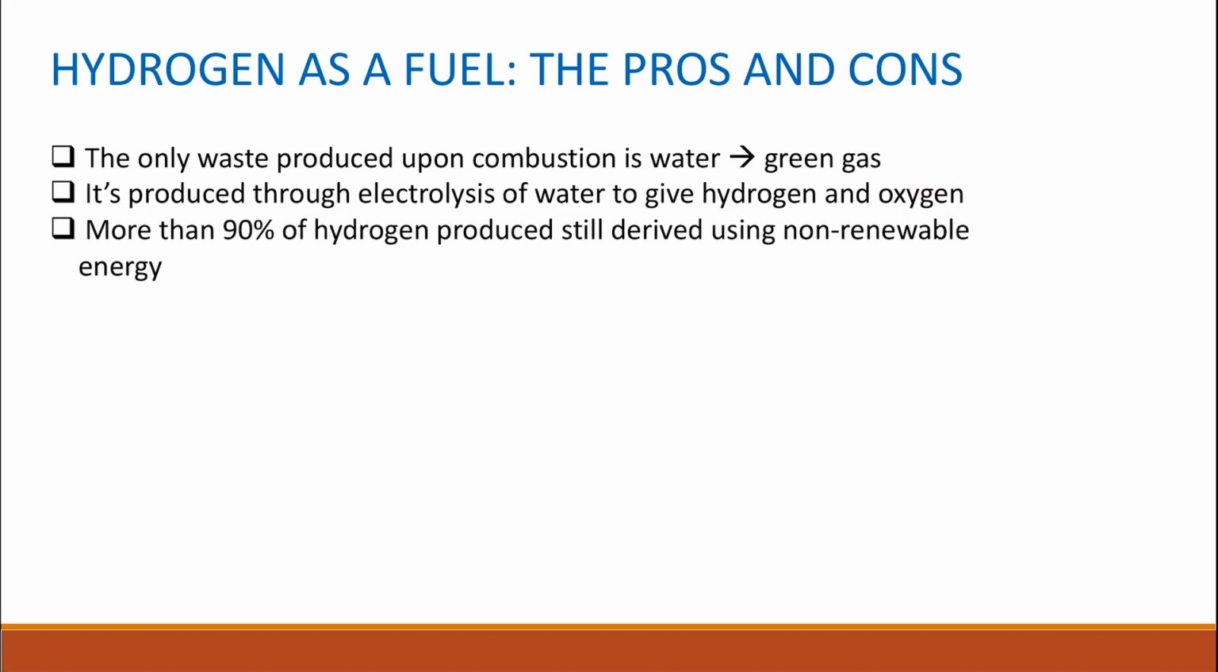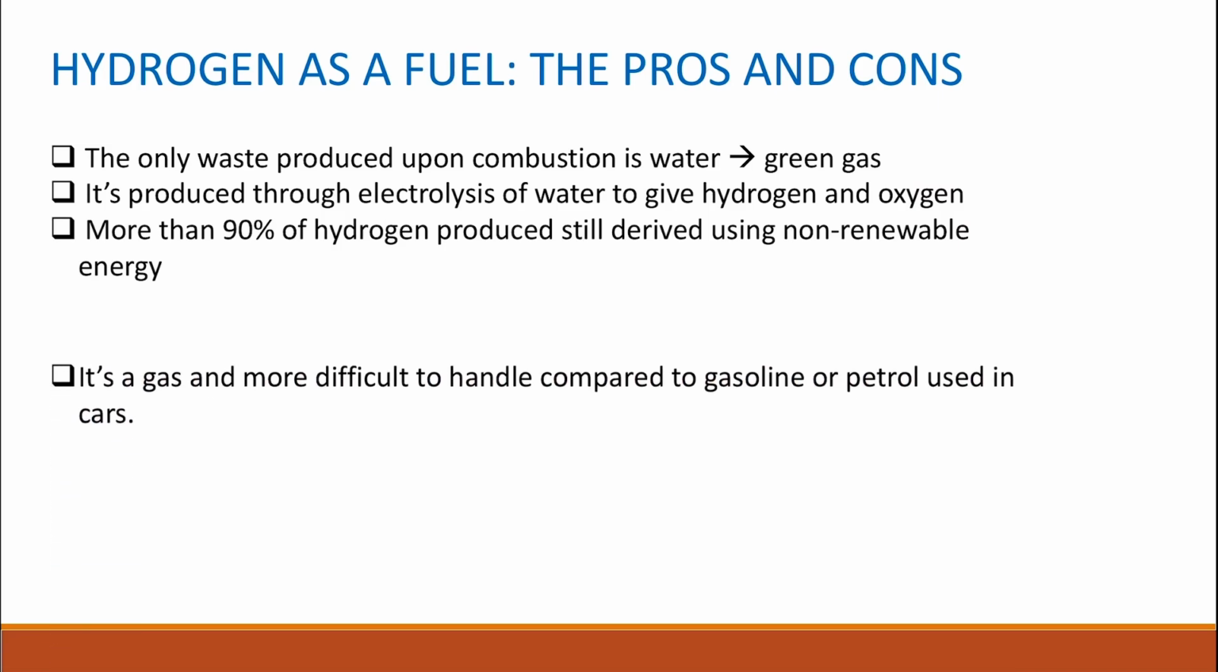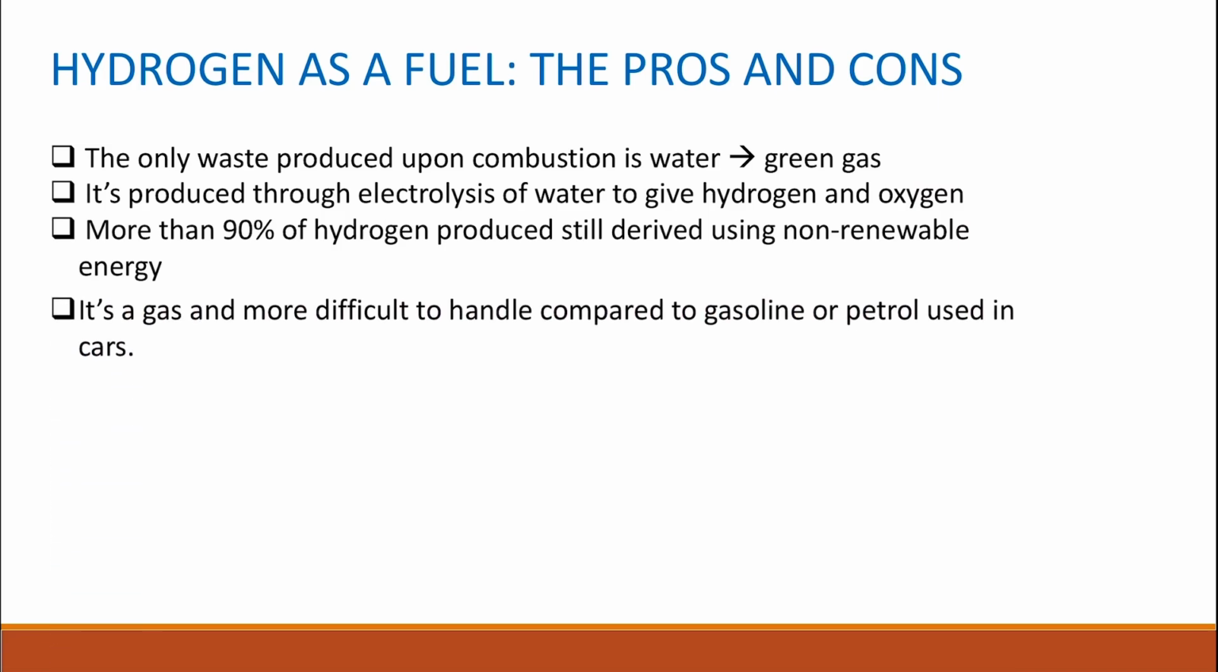However, more than 90% of the hydrogen produced is still derived from non-renewable energy. So the electricity that we use for electrolysis to produce the hydrogen is itself generated through the use of non-renewable sources of energy. And eventually, it's a gas, so it's very difficult to handle, unlike liquids. So these are the pros and cons of using hydrogen as a green source.